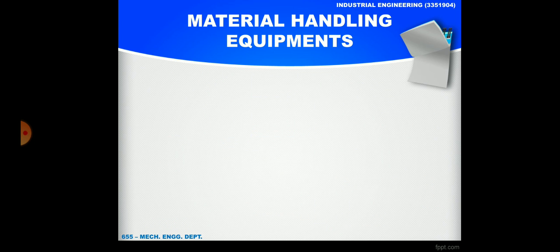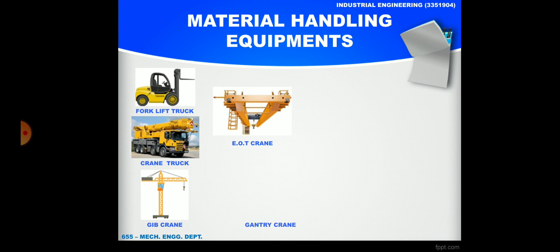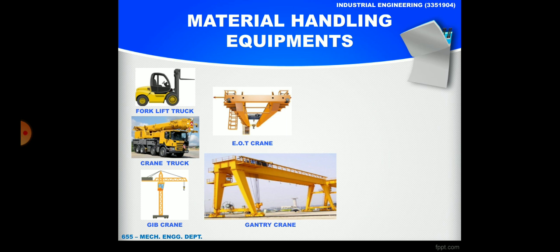And last, the combination of both lifting and horizontal movement. First one is the forklift truck. With this type of truck, we can lift a load and transport it horizontally. Crane truck, we have seen on the roadside whenever there is a heavy truck accident; this type of crane is useful for lifting it up and transferring it from one place to another. Grip crane, generally seen at construction sites. EOT crane, generally seen in industrial areas. Gantry crane, on the seaside or a shipyard where ships and cargo are loaded and unloaded.